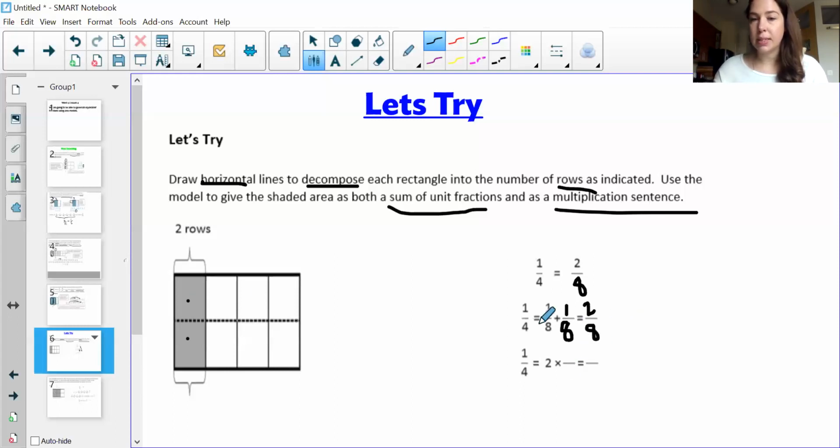Now I'm going to write this as a multiplication sentence. So it's 2 times 1/8, because I have two groups of 1/8, is equal to 2/8. So this is the multiplication sentence and the addition sentence that they asked for. The sum of unit fractions and the multiplication sentence. That's what these are. All right, let's look at the next one.